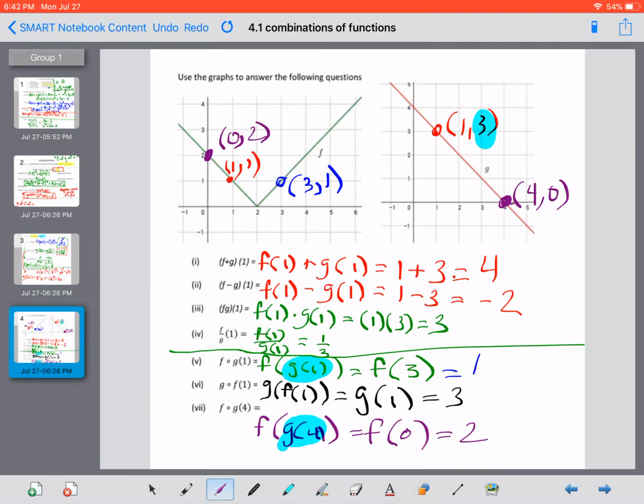So we're going to use this idea of finding different combinations of functions, but especially compositions of functions, to help us as we start learning about one-to-one functions in the next section.